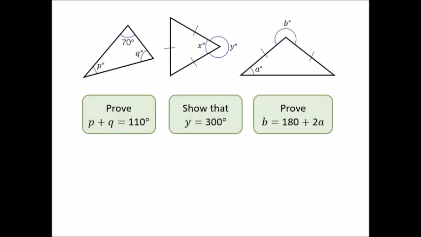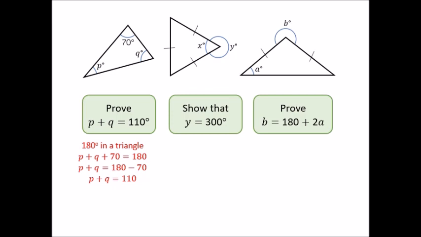Here's three more. See if you can have a go at proving and showing these statements. Alright, so P plus Q equals 110. Let's think about this. There's 180 degrees in a triangle, therefore P plus Q plus 70 must equal 180. If I subtract 70 from both sides of my equation, I then have P plus Q is equal to 180 subtract 70. So P plus Q equals 110. Therefore I have proved the statement.